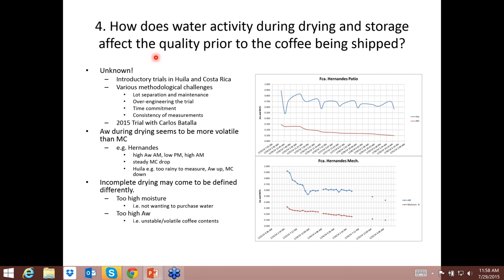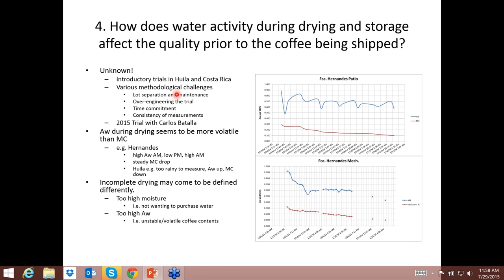We've done a number of trials, some small ones in Huila and Costa Rica, and then this larger one with Mr. Carlos Pataya, also in Costa Rica. That's just this year. We're in the middle of that, and that's actually really interesting. So there are various methodological challenges: lot separation maintenance, me over-engineering the first few trials, just the general time commitment of anyone who agrees to do this, and then consistency of measurements. It can be challenging.